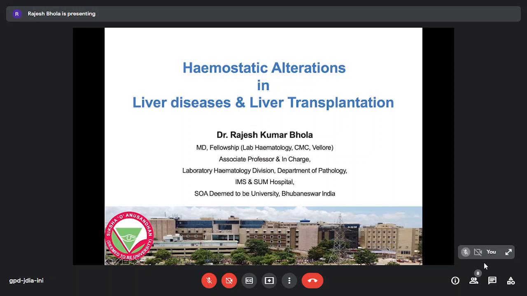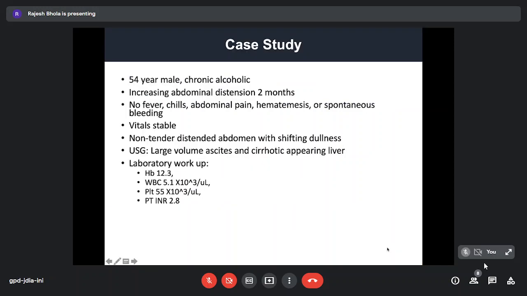So today I'll be discussing one of the more important aspects where the concepts are changing. It is hemostatic alteration in liver disease and liver transplant. To start with, we will start with a case study. It is just like a usual case study of a 54-year-old male, a chronic alcoholic, who has had increasing abdominal distension since the last 2 months.